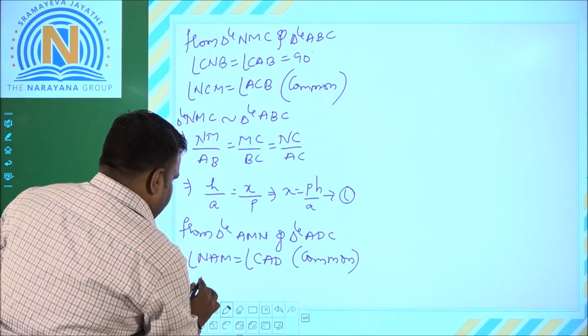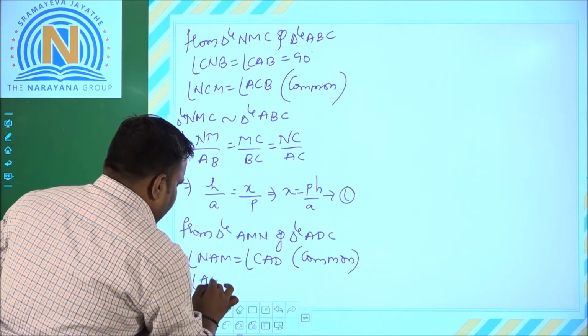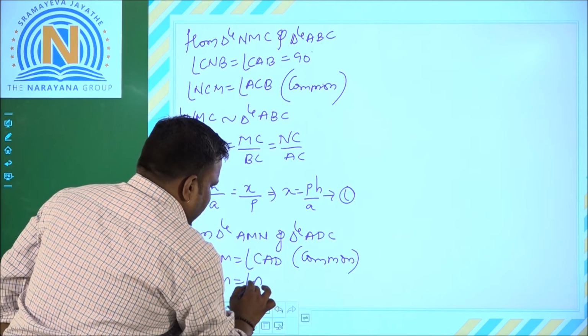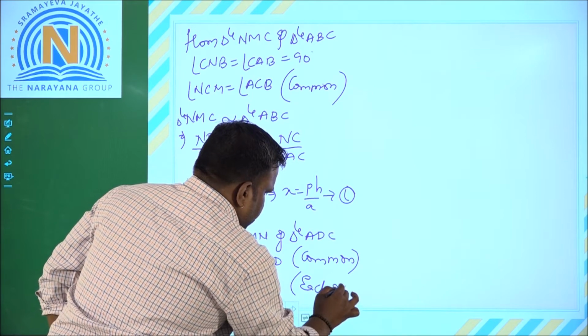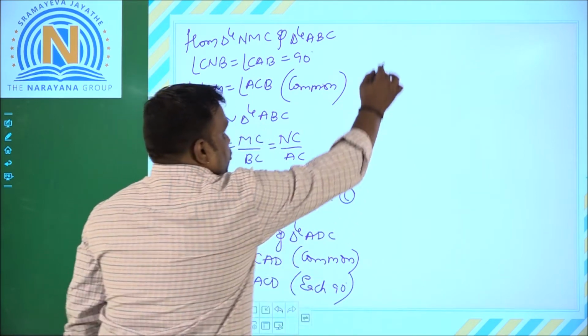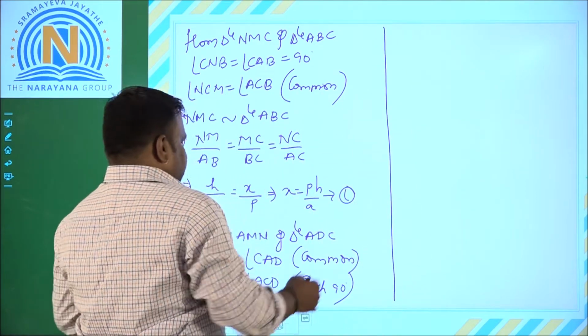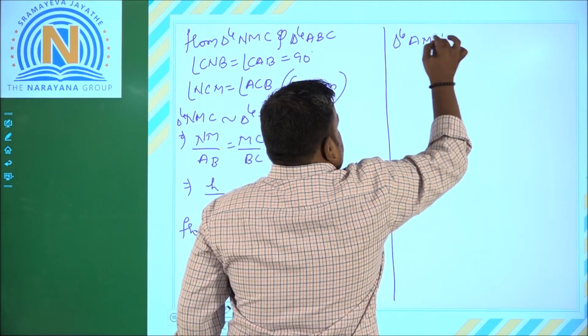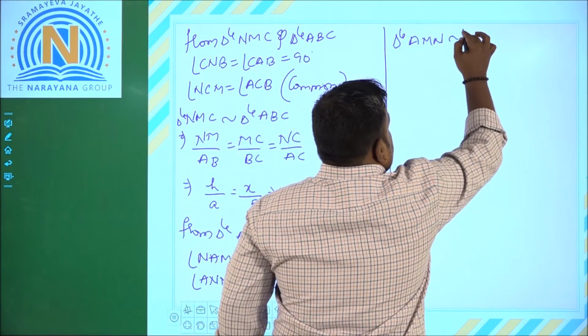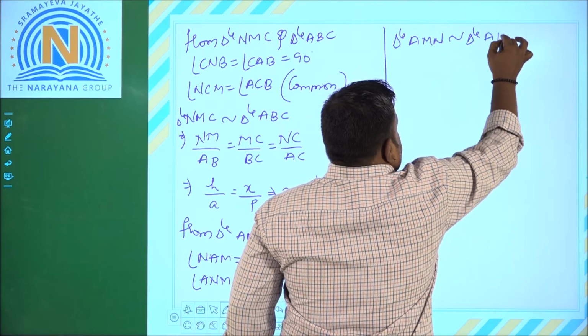Angle ANM is equal to angle ACD, so each is 90 degrees. Again, according to AA similarity criteria, we can tell that triangle AMN is similar to triangle ADC.